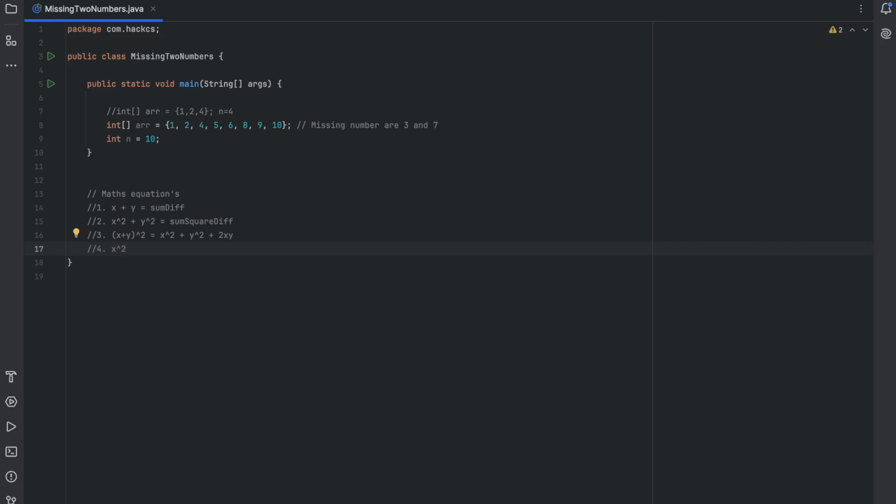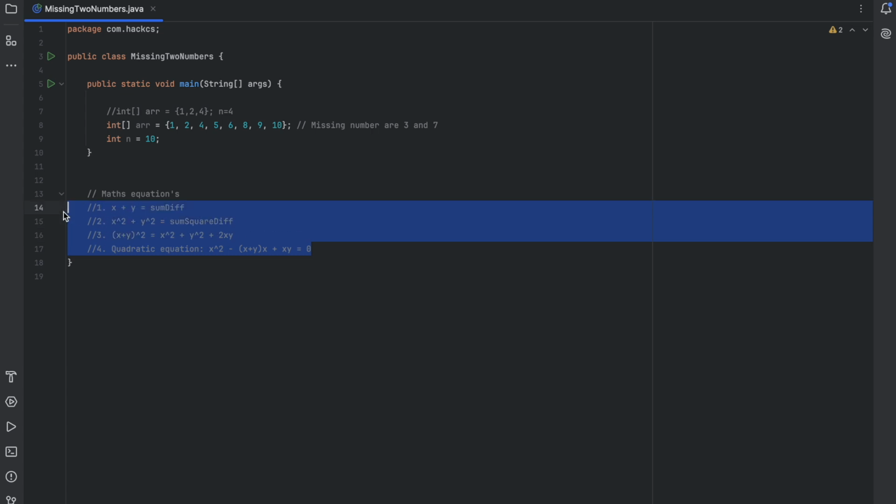Which is x square minus (x plus y) x plus xy equals 0. This is our quadratic equation. Write it down, quadratic equation. Okay. So using these four only we are able to solve this problem.